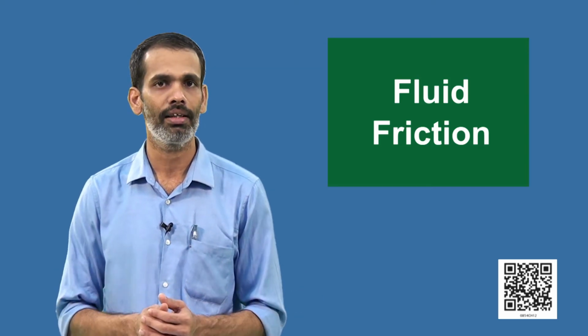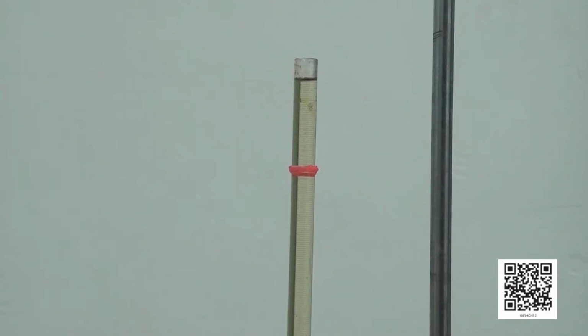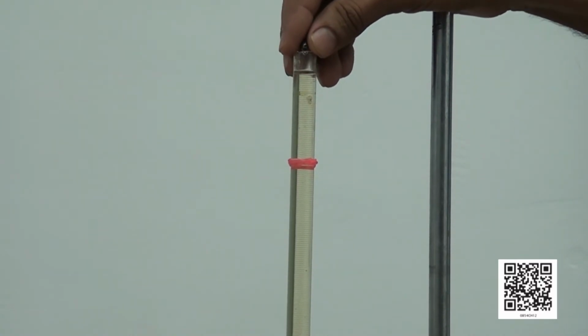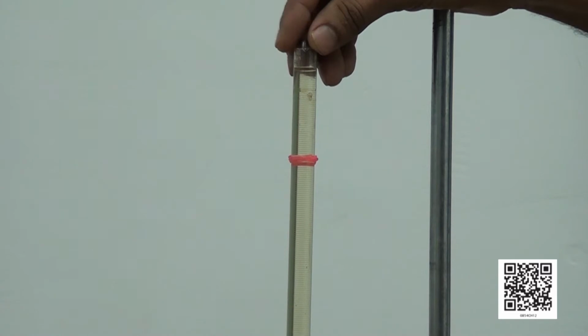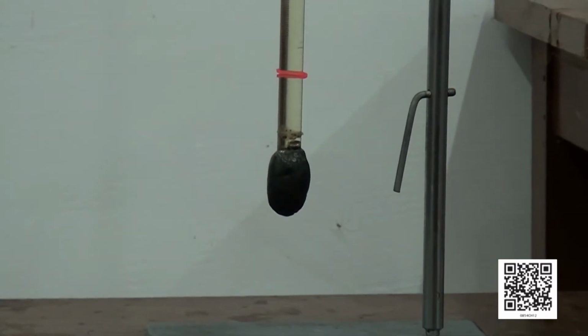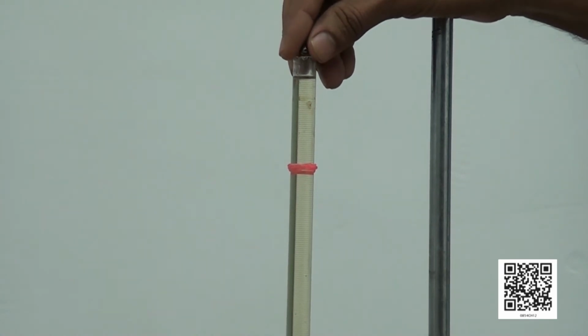The time taken is different. Why is it happening? Yes, it is the presence of the liquid that makes the difference. What does the liquid do? The liquid opposes the motion of the ball in it. It means that there is a friction.